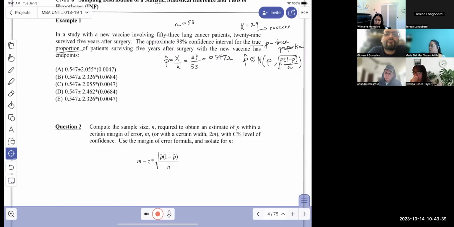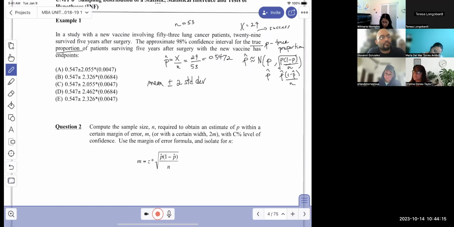But because you don't have p, they're going to substitute in the next best thing. What's the next best thing to p? It's p hat. So this will be like their mean, and this will be like their standard deviation. Then they're going to make an interval: I'm going to take the mean plus or minus 2 standard deviations from the mean, right? That's just the kind of interval we've talked about before.